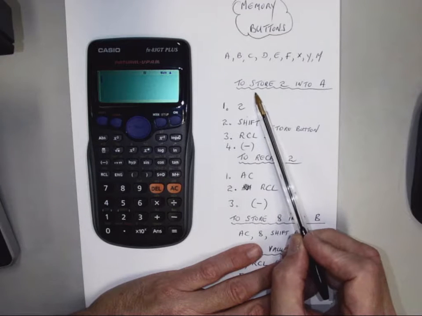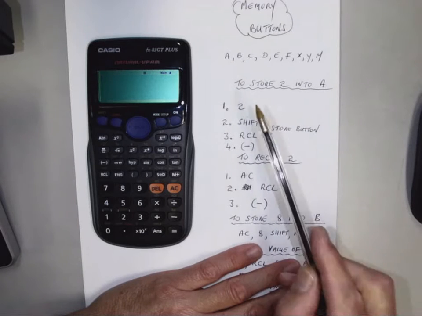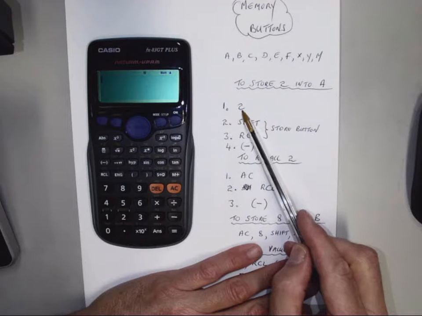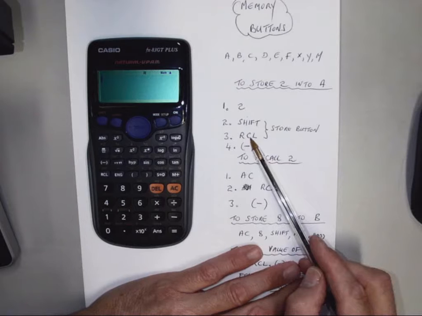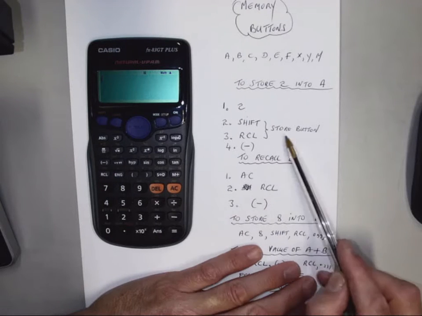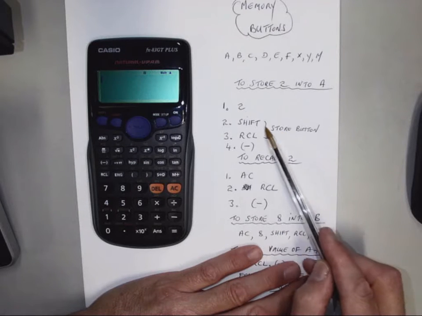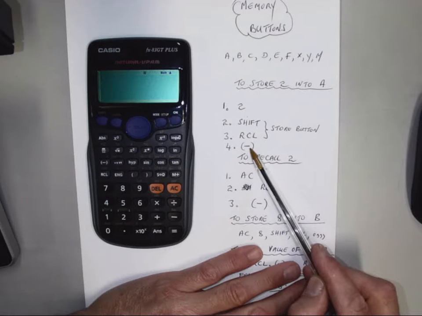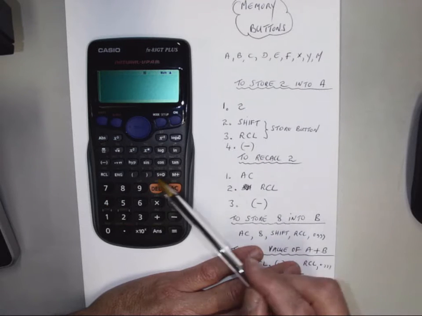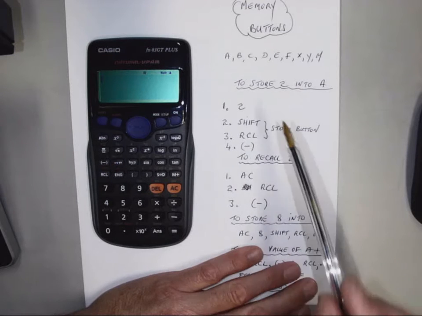So, for example, let's take a very simple one: to store the number 2 into memory location A. First of all, we type in the number 2, then shift on the RCL button, because if you look above the RCL button you will see STO in yellow. STO stands for store. So if you want to store a number, it's always shift and the RCL. The next step tells you what location you want to put it into. In our case, we want to put it into memory location A, which is above the bracket with the minus key in it. So let's do those steps.